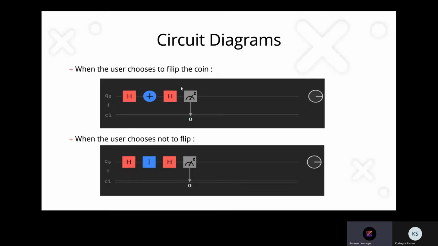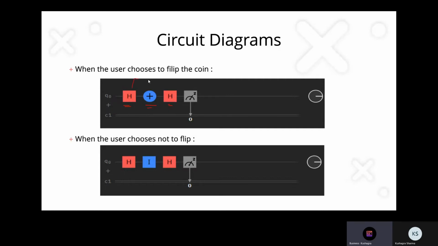Here are the circuit diagrams. When the user chooses to flip, we just apply an X gate for the user's turn. This first one over here is the computer's first turn. Here we have the user's turn, the human player. Then we have the computer's second move.